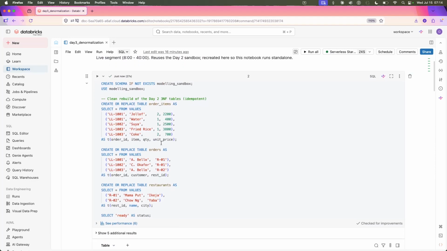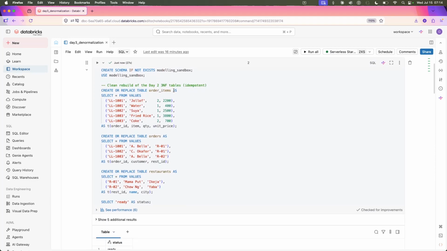So we have three tables here, right? The order item, which is the last green table. This is the most granular. This tells us what you are actually ordering. So in this case, we have inserted 5 orders, just like yesterday: jollof rice, water, fried rice, coke, and suya, right? So we saw that these are actually coming from 3 different orders, right?